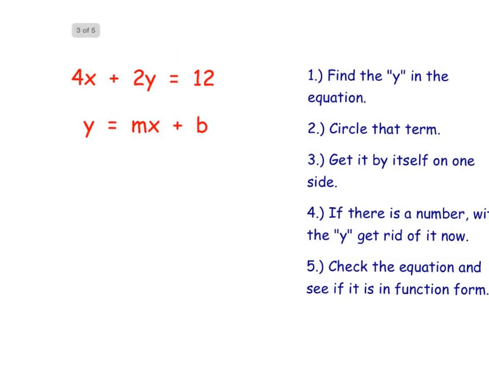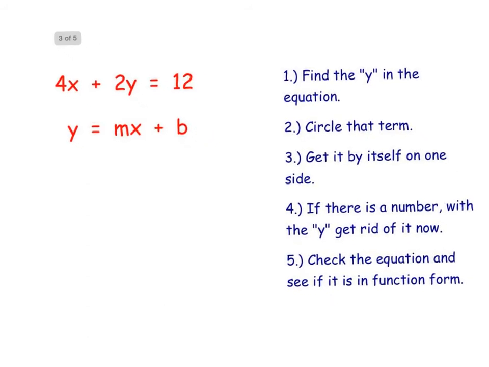So let's consider how can we alter this equation and get it in function form. The first step that I would suggest is find the y in the equation and circle it. So here is y. We want to get that term all by itself. We want y on one side of the equation all by itself. So let's consider, if we want to get y by itself, 4x plus 2y equals 12. Let's take away 4x on both sides, right? We have to keep it balanced.